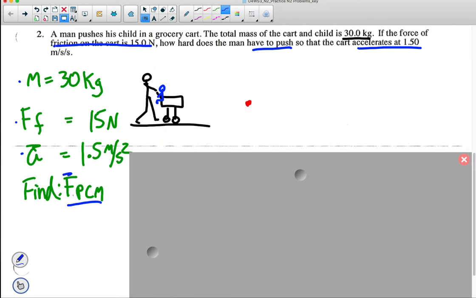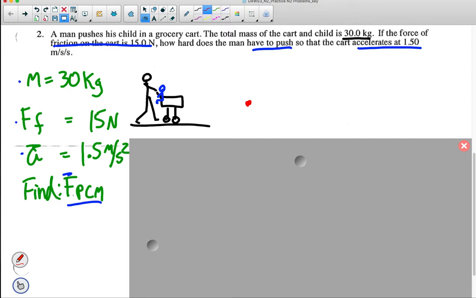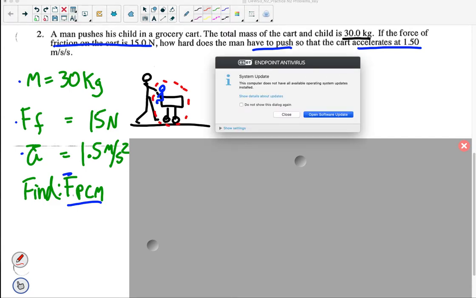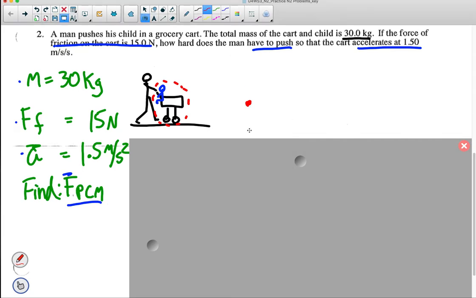So again, we want to draw a physical diagram. We have a person pushing a kid in the cart, and the system is just the cart and the child. So at this point, we're going to go ahead and maybe say that the force of gravity on the cart by the earth is pulling down. We've got the force normal on the cart by the surface pushing up.